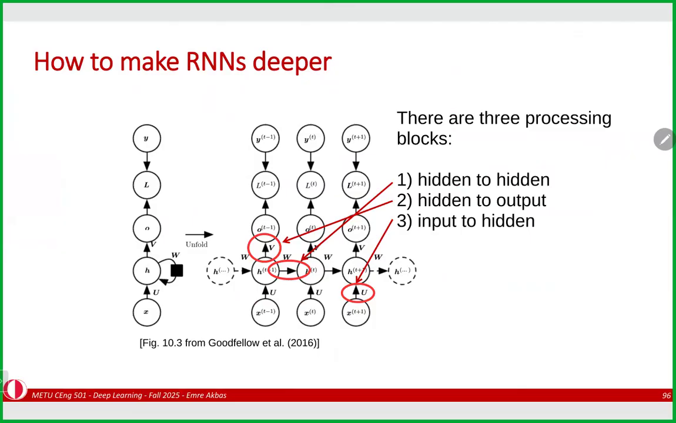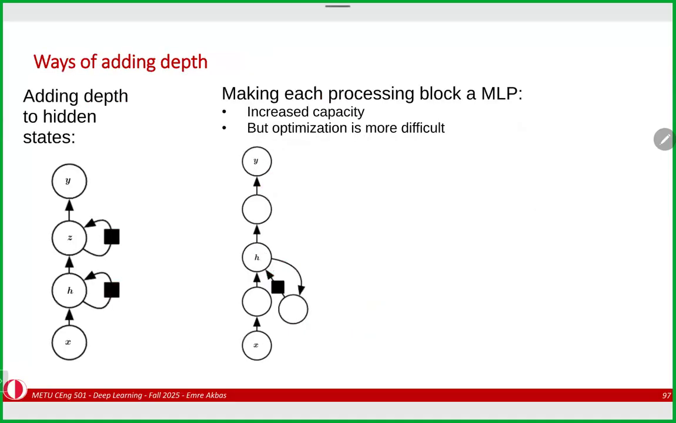Okay, let's continue with RNNs. As usual with any neural network, you can make them deeper by adding more layers, right? And here, there are three locations where you can make RNNs deeper. There are hidden to hidden connections, hidden to output connections, and input to hidden connections. And in each of them, you can add more layers or skip connections, as in residual networks, to make them deeper. For example, you can add depth to hidden states.